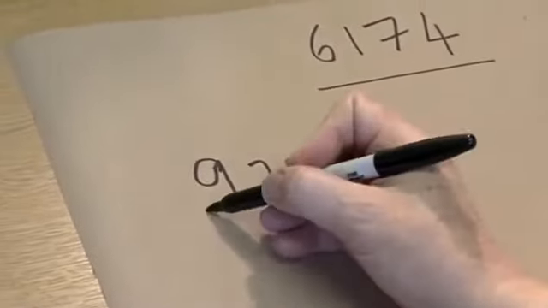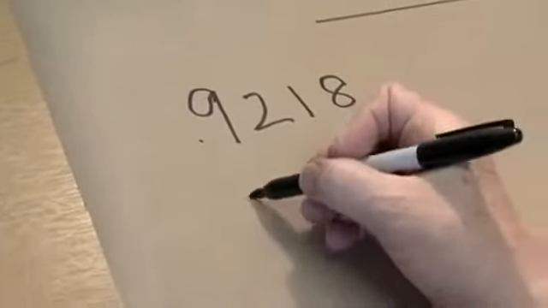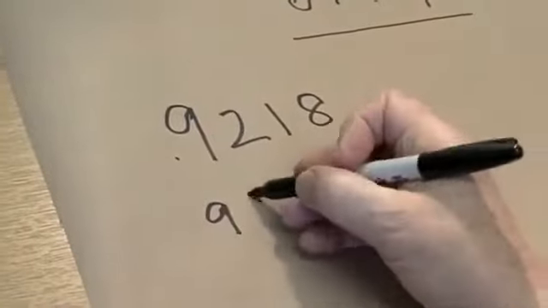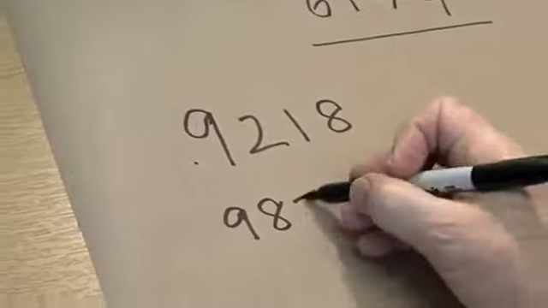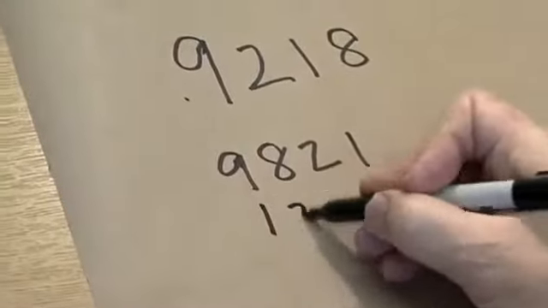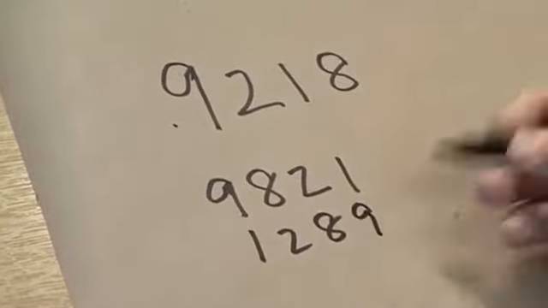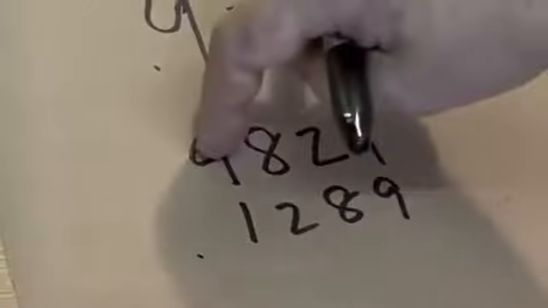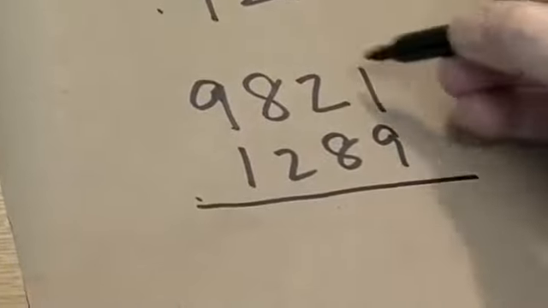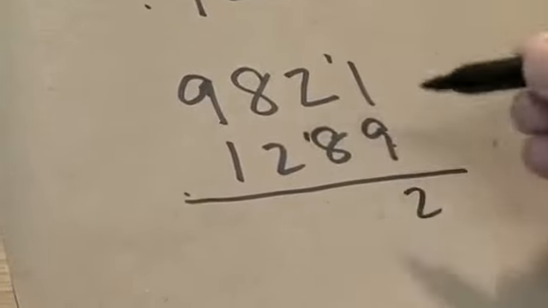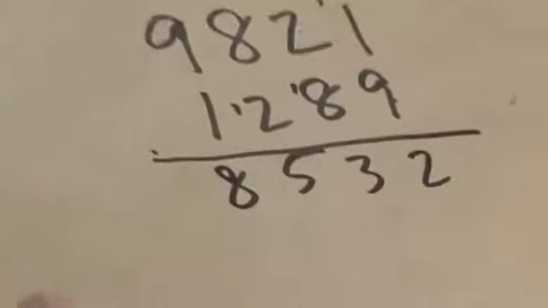Now the first thing you do with this is to put that in order, the largest number first, then the next largest, then the next largest, and then the smallest, and then the other way around, 1289. I've rearranged these digits highest to lowest, lowest to highest. And then you take this away from that, and when you do that you get 2, and then you carry 1 and 9, and I get 8532.